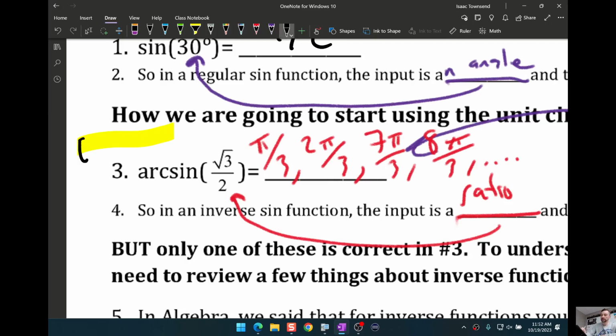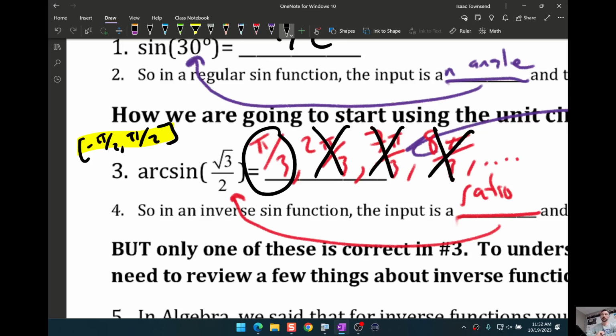His range is from negative pi over 2 to positive pi over 2. Which of these angles are between those two values? Pi over 3 is the one that's between those values. And that's why that's the answer to that question. And these are not the answer to that question.